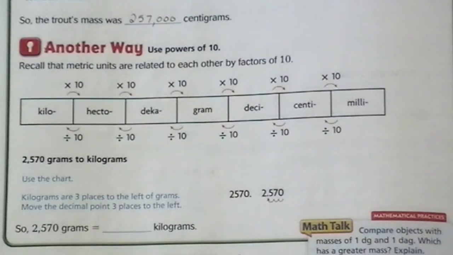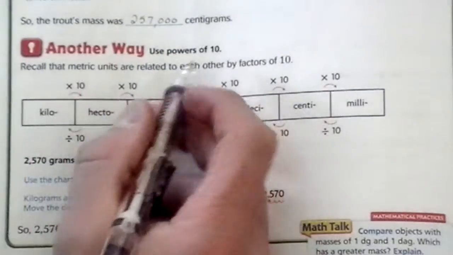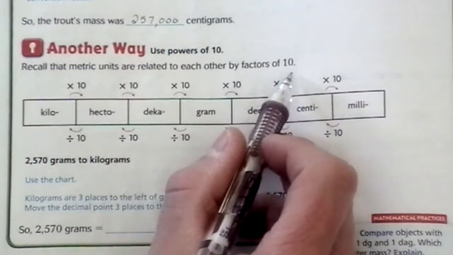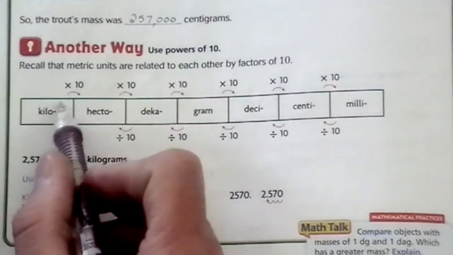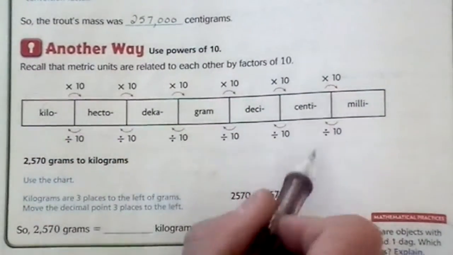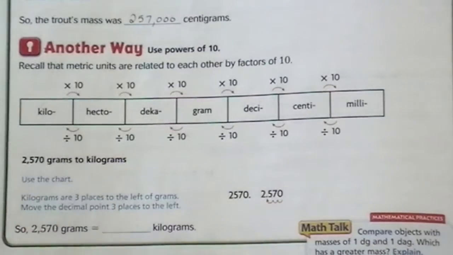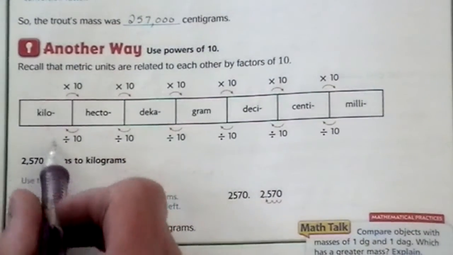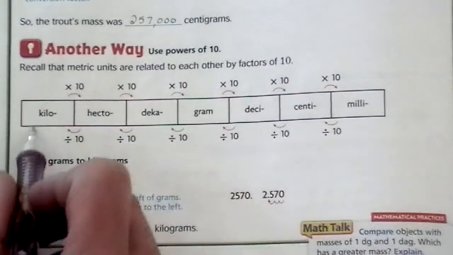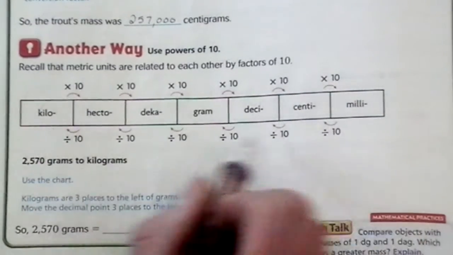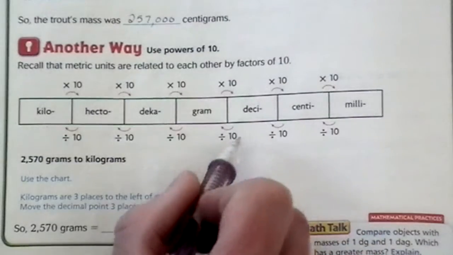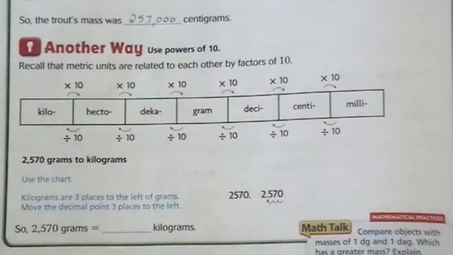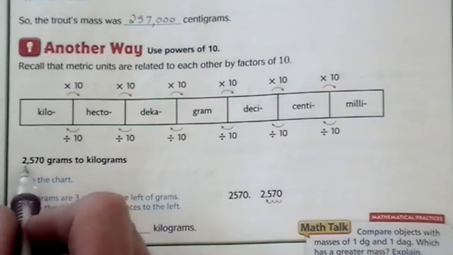All right, so let's look at another way. Use powers of 10. Recall that metric units are related to each other by factors of 10. And here you can see that to get smaller, we would multiply by 10, and to get larger, we need to divide by factors of 10. And another way to think about it is to use the butt cheek method, right? So each time we have to move to the left, we're going to move one butt cheek to the left. And if we want to move to the right, we want to move one butt cheek to the right.